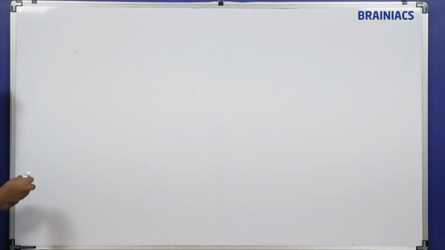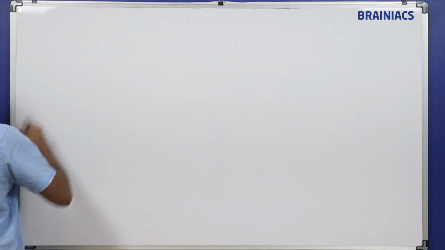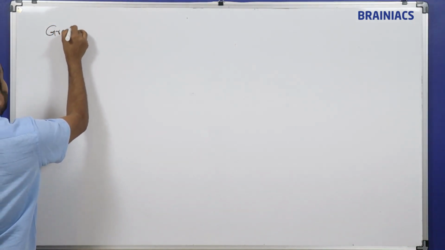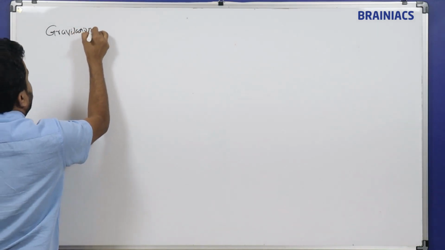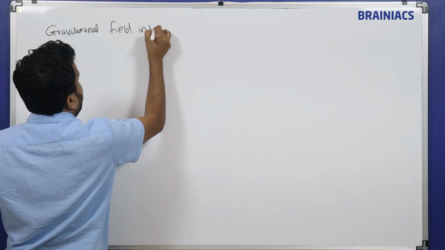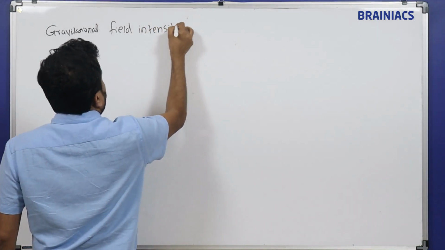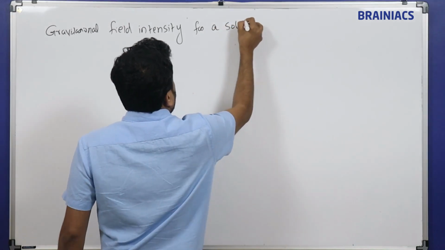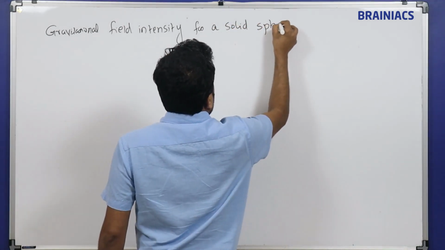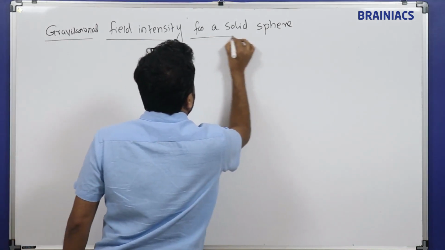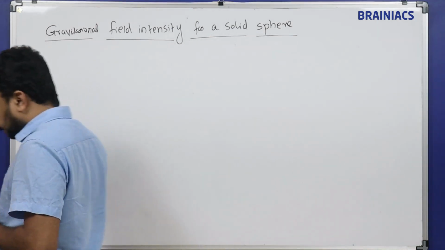So write down the first heading: gravitational field intensity. The next heading: gravitational field intensity for a solid sphere.